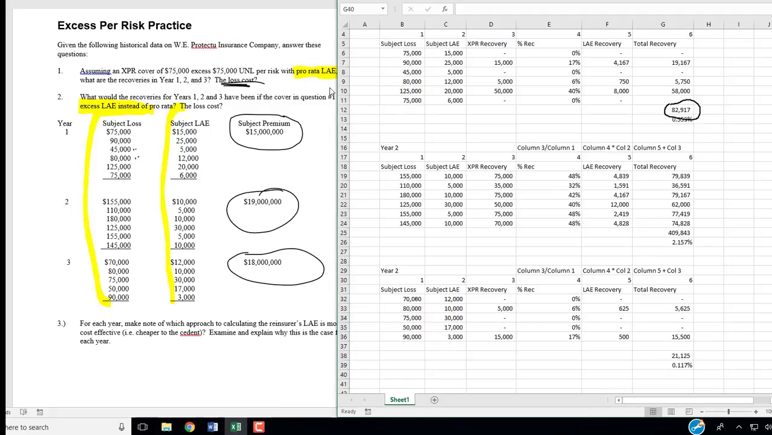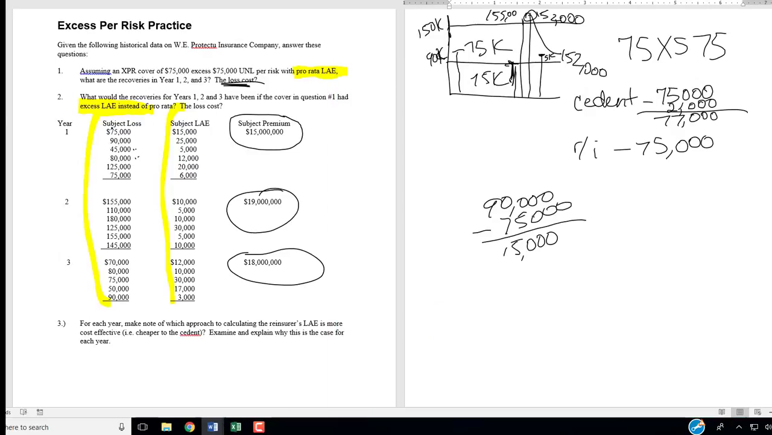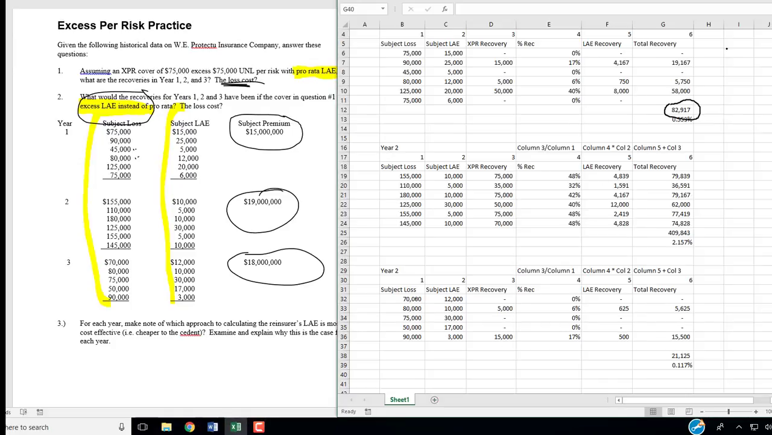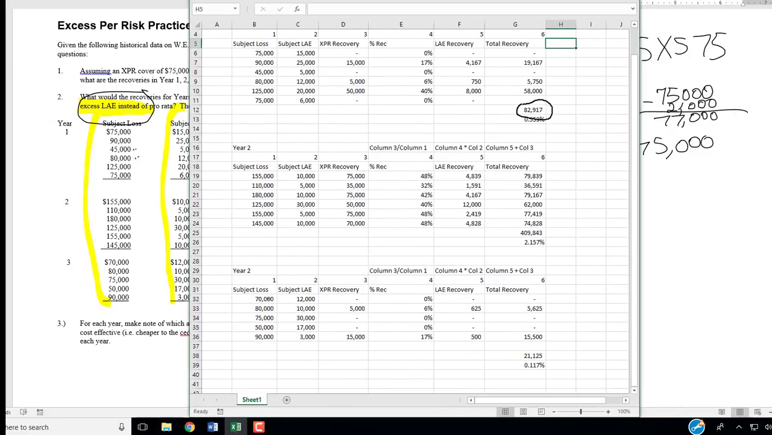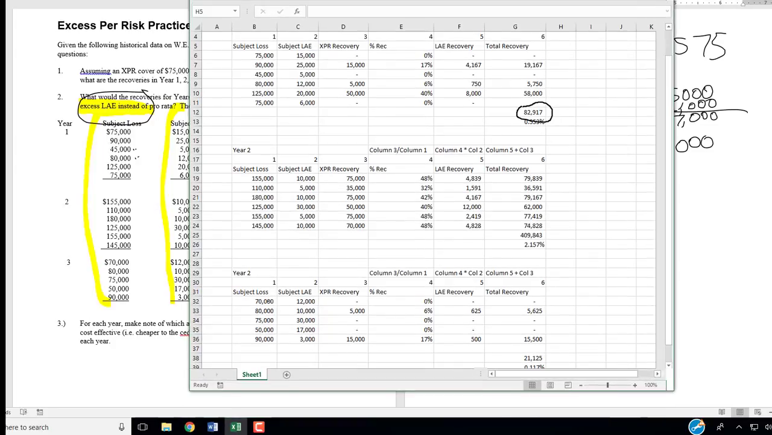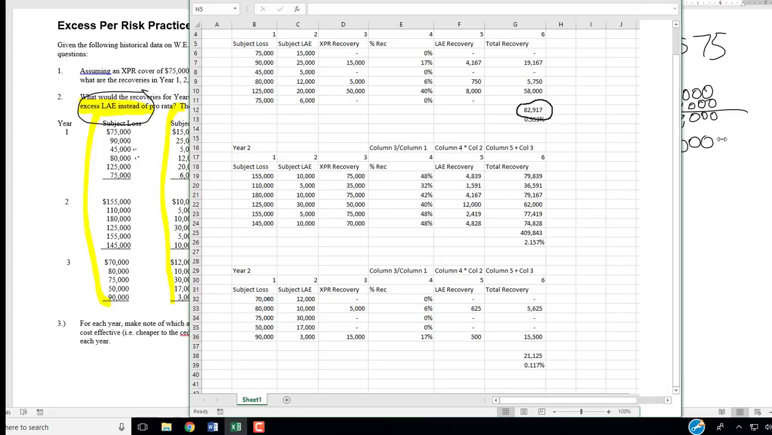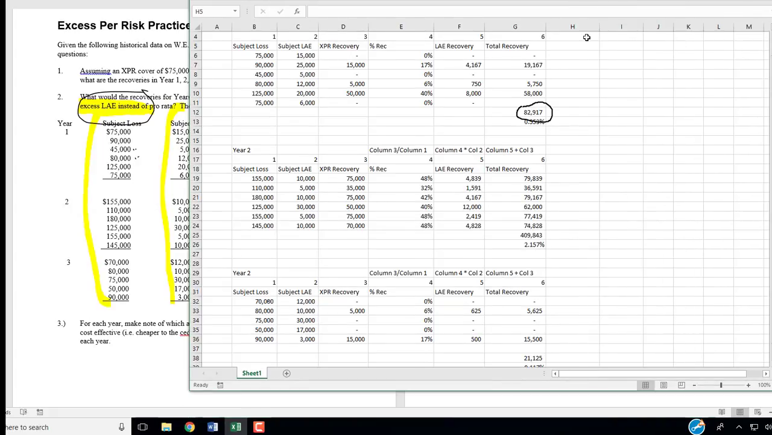Now we need to look at how to calculate the recoveries on an excess LAE basis instead of pro rata basis. So let's go over that. When you're calculating on an excess LAE basis, and I'm going to move the Excel spreadsheet a little more into the screen, we're just going to create another column here in our spreadsheet because we're going to use the same numbers we used before. We really just need 2 more columns here. We'll call them column 7 and column 8. Column 7 is going to be our total loss column, and then column 8 will be our total recovery column.